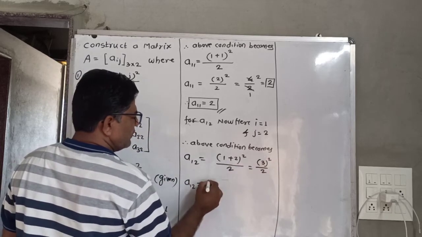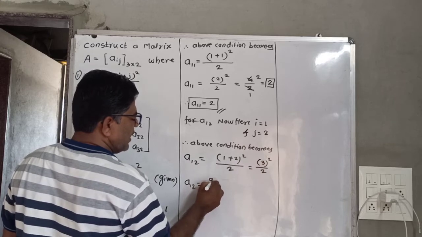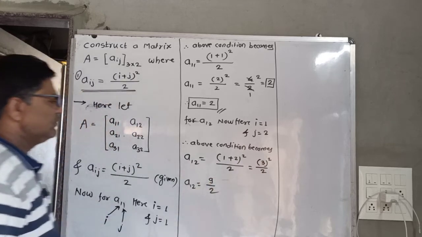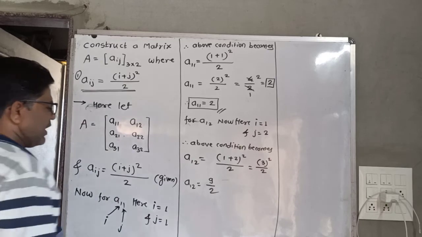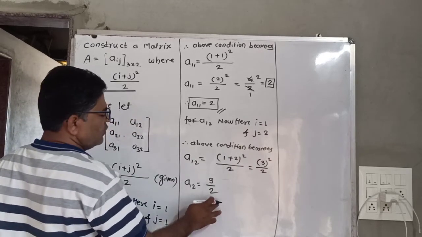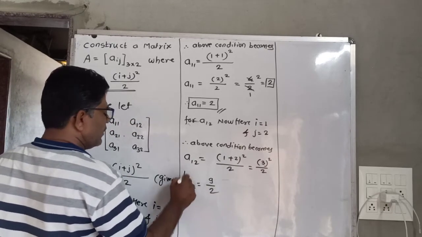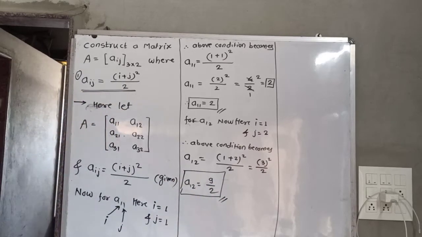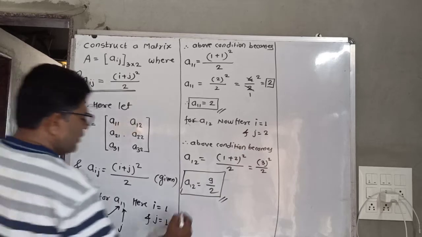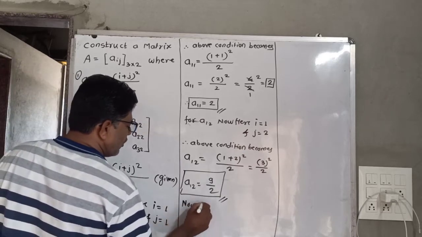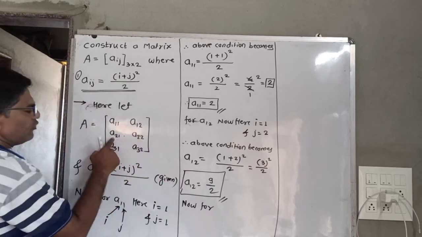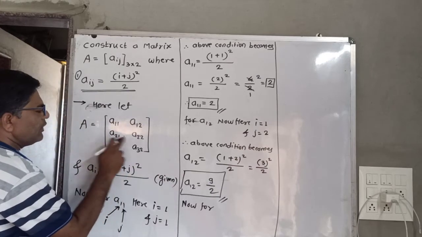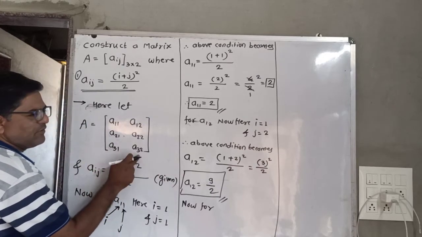This will be a 3 bracket square, nothing more than 3 3s are 9, divided by 2. If you want to solve this, then solve, but we just keep the integer the same, 9 by 2. Now for this, solve A21. Slowly, particularly, we are going to solve all the elements here.